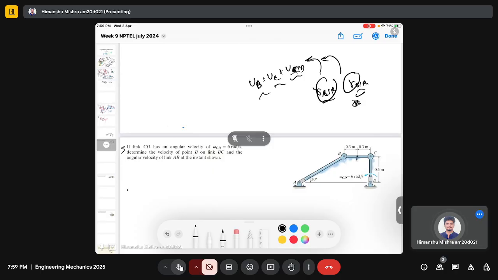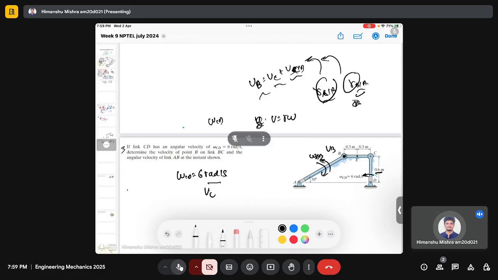So you can see first we need to find the translating velocity at point B, and then we need to find the angular velocity of link AB, and we are given the angular velocity of CD. If we are given the angular velocity of CD, which is 6 rad per second, we can find VC by using this relation, R omega. Because R is 0.6 and omega is 6, we can find VC.